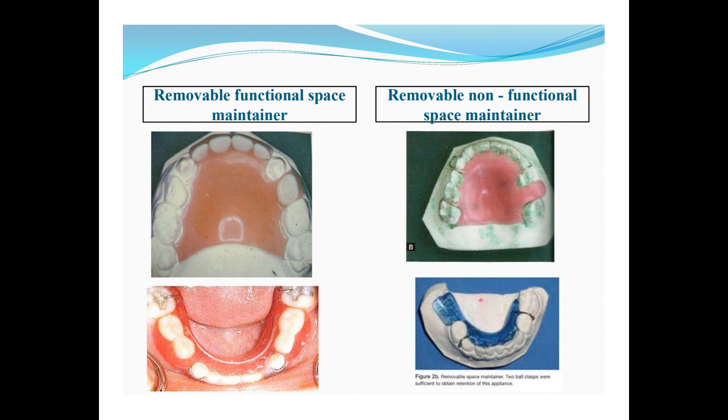In this situation, the upper incisors are lost and there is one primary molar lost. So we are adding artificial teeth in the space maintainer. Here it is only an acrylic extension, so it is called a non-functional space maintainer.